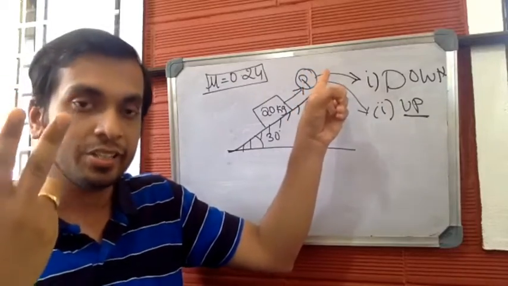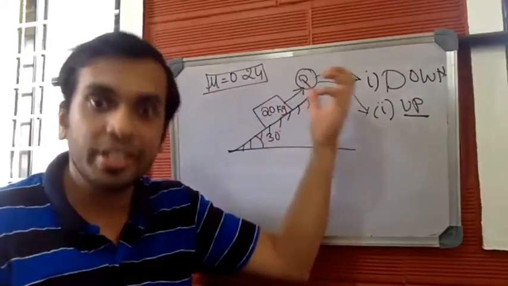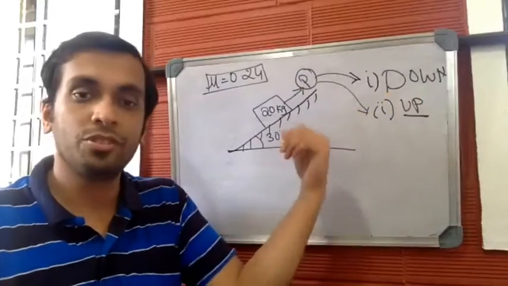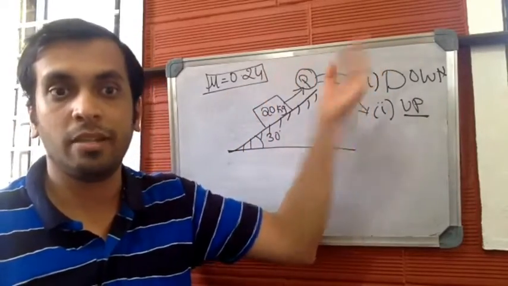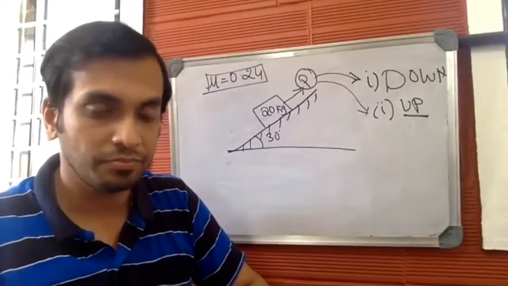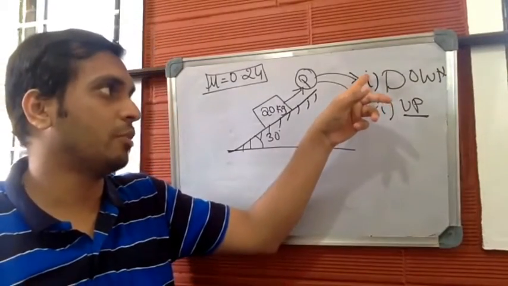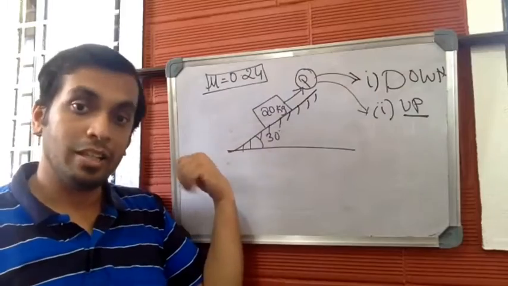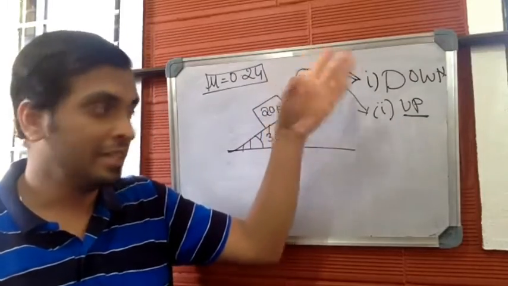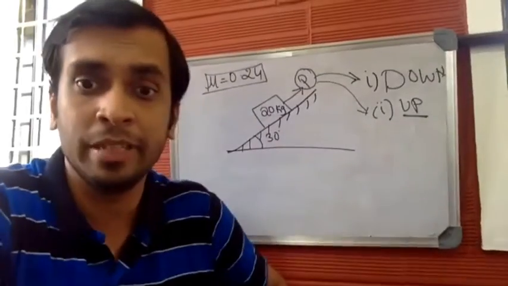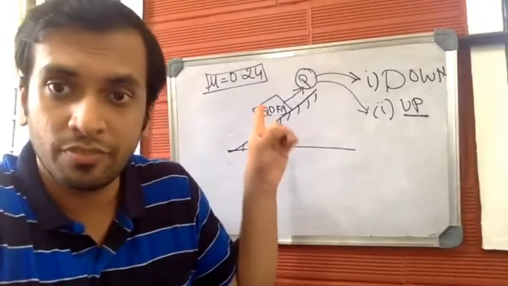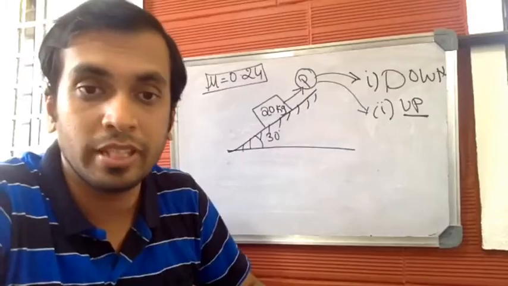And in the second case, the external force is sufficient enough so that the external force can pull the body up the plane. So these are the two conditions: the body impends down the plane, even though the external force is directed up the plane, and the second condition is the body impends up the plane and the direction of external force is also up the plane.